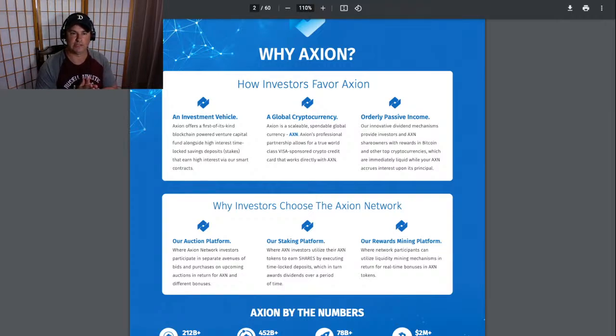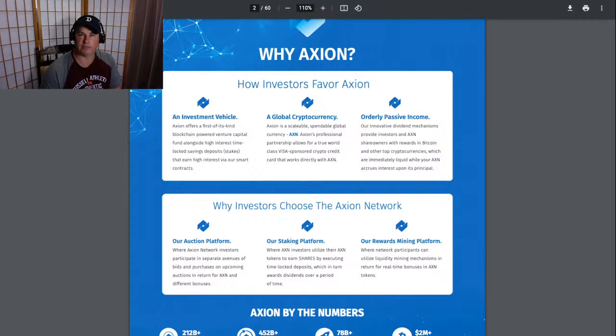So it's pretty neat. A global cryptocurrency, Axion is a scalable, spendable global currency. Axion's professional partnership allows for a true world-class Visa-sponsored crypto credit card that works directly with Axion. So we're going to have a fiat credit card gateway as well as the crypto.